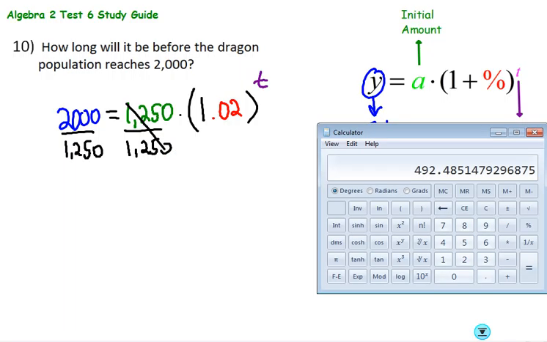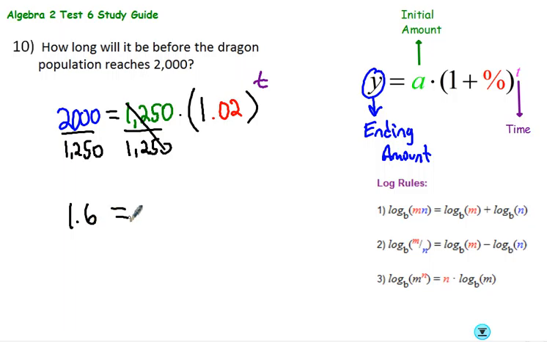Now let's use our calculator. 2,000 divided by 1250, you get 1.6. So I would say 1.6 equals 1.02 to the t. Now what we want to do is get t by itself. And again, I can't do that mentally. Like, 1.02 to the what power makes 1.6, who knows? So that's where you've got to use the calculator.